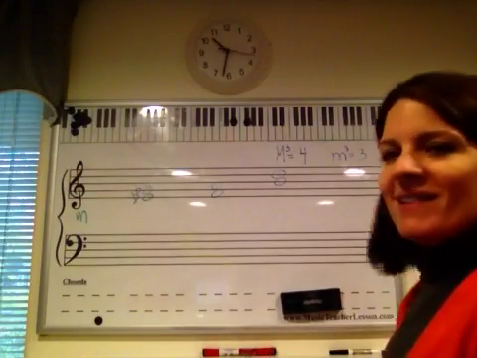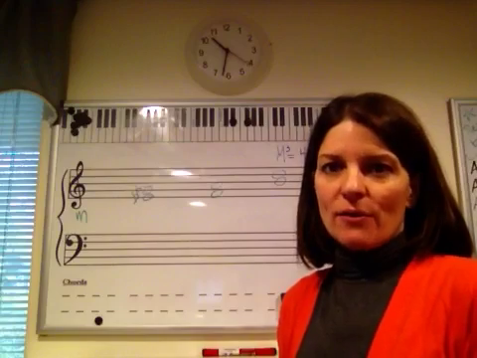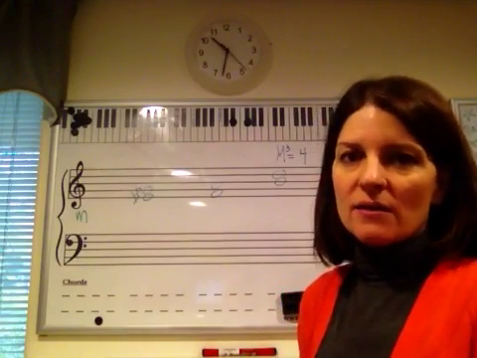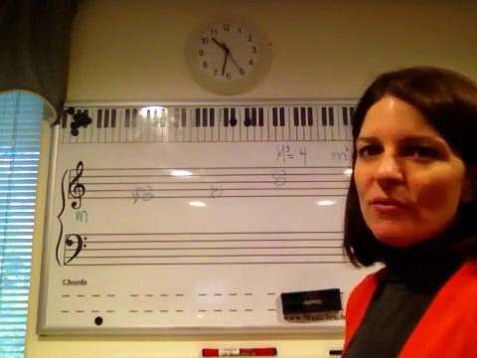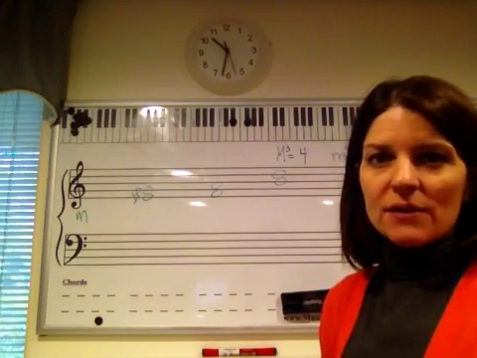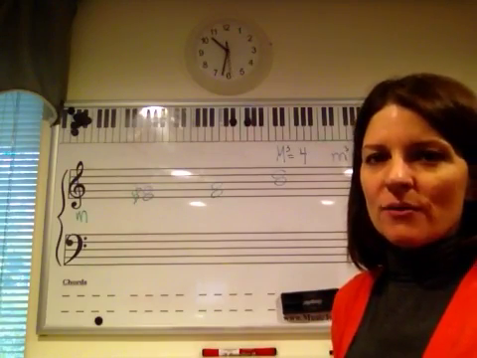All right, I think you get the idea. So that's how to tell the difference between major and minor thirds on the staff and on the keyboard. Just remember the formula. Major thirds are 4 half steps, minor thirds are 3 half steps.